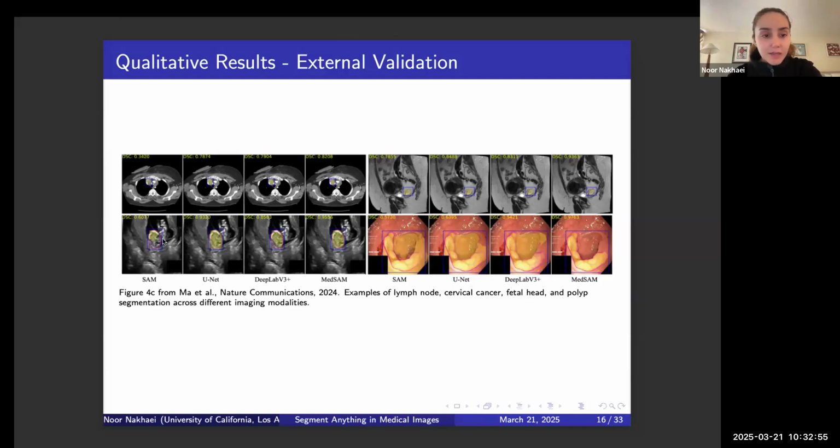For SAM, again, you can see for the different segmentations that, especially around the boundaries, MetSam is performing much better than SAM or the specialist models.